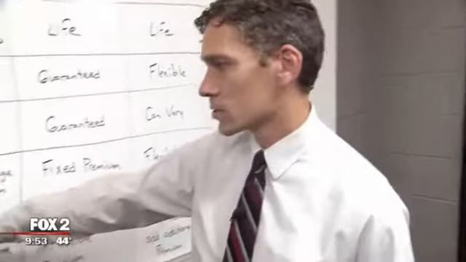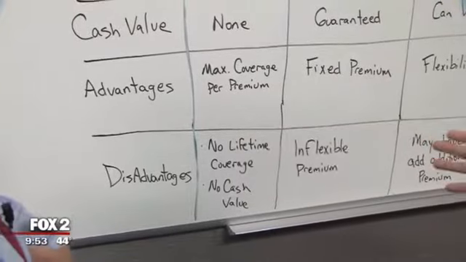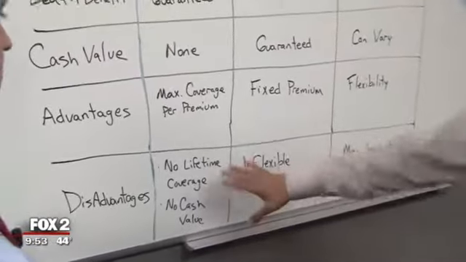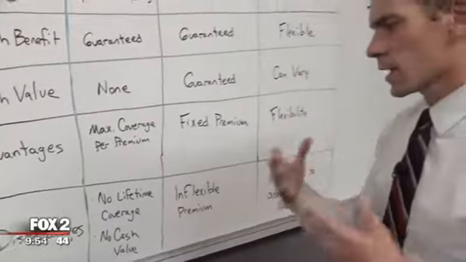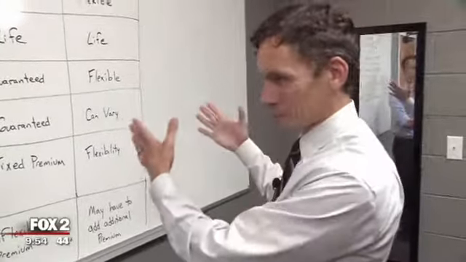So one of the advantages of a term, really the main advantage, is you get the maximum amount of coverage for the minimum amount of premium. And we'll dig into that a little bit more as we keep going. But the disadvantage is it's not for a lifetime. You set a period of time that you want this term to play out.